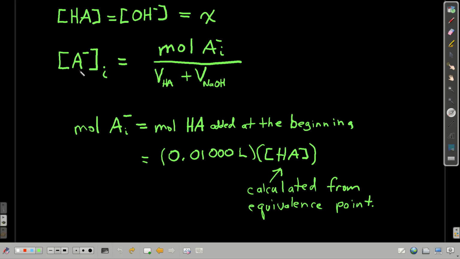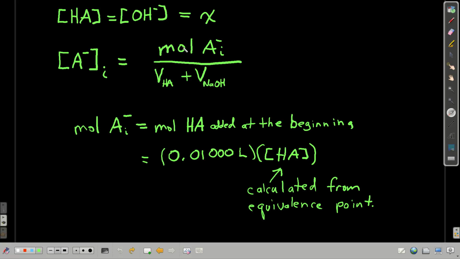To get the concentration of the weak base initially before the equilibrium occurs, it's the moles over the liters. To get the moles, that's just the same as the moles of the weak acid that you initially put in before you started the titration, which is 10 milliliters, or 0.01000 liters, times the average concentration of your weak acid that you calculated earlier based on your equivalence point. The volume is the volume of acid that you added, 10 mL, in liters, 0.0100 liters, plus the volume of your sodium hydroxide, your base. That's going to be different for everybody. That's what you read at your equivalence point. Just make sure you convert it to liters.